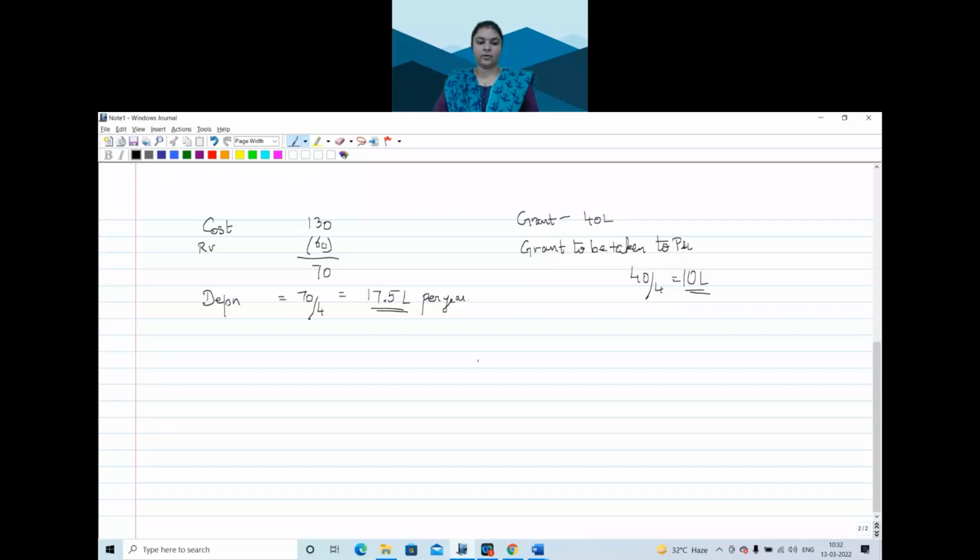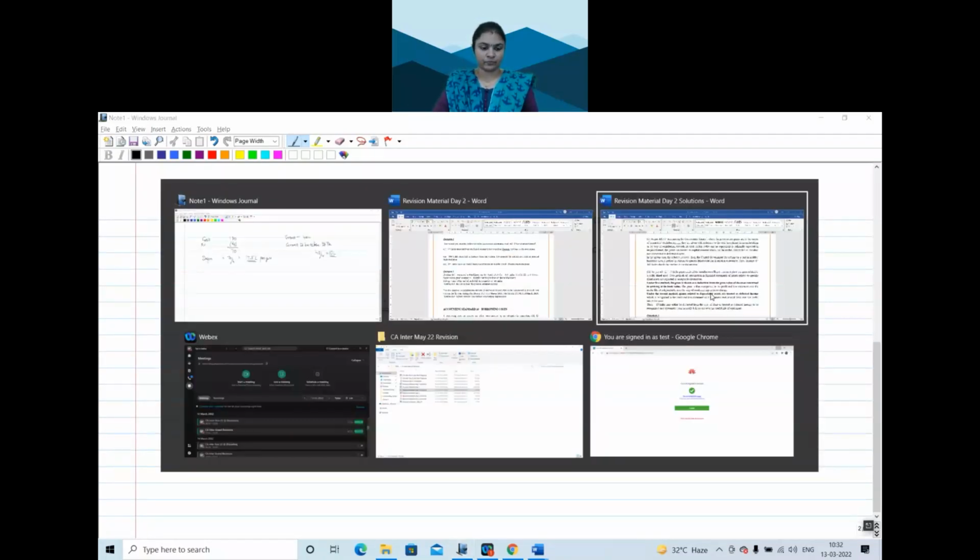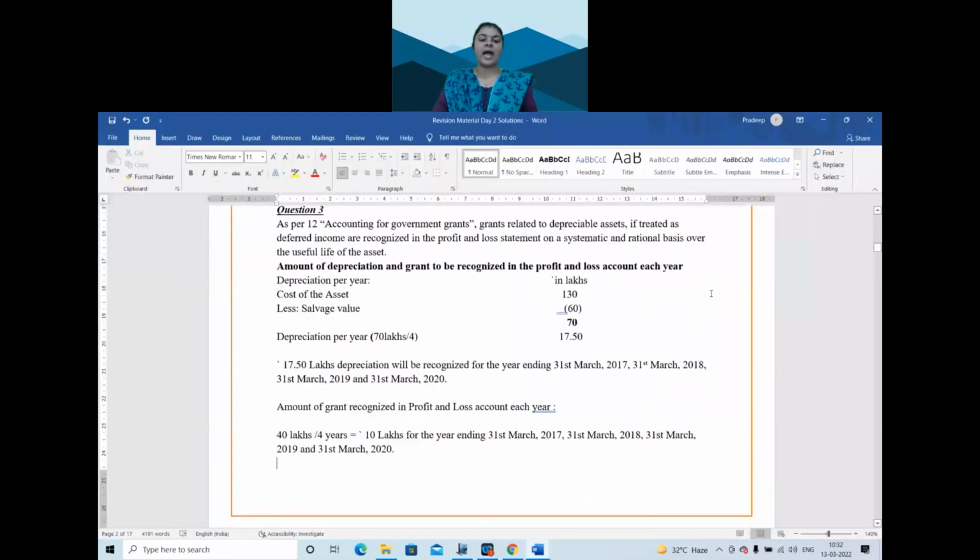Now if you have taken this down, if you have understood this, let us see how we write it in the examination. As per AS 12 accounting for government grants, grants related to depreciable assets, if treated as deferred income, are recognized in profit and loss account on a systematic basis or rational basis over the useful life of the asset. Okay, so it is not over a fixed period. The word is useful life of the asset. Remember that.